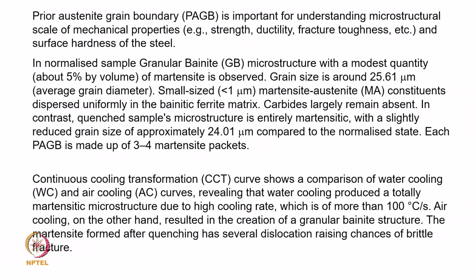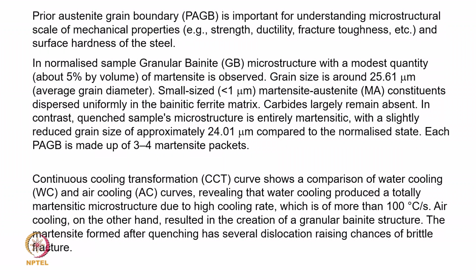So, this is important to understand what a PAGB is, and as I say, in most of the steel cases it has been considered in a significant manner. Now, coming to the normalized sample, we say that granular bainite was dominating, the GB microstructure with some sort of martensite, maybe less than 5%, which we generally observe in this case.